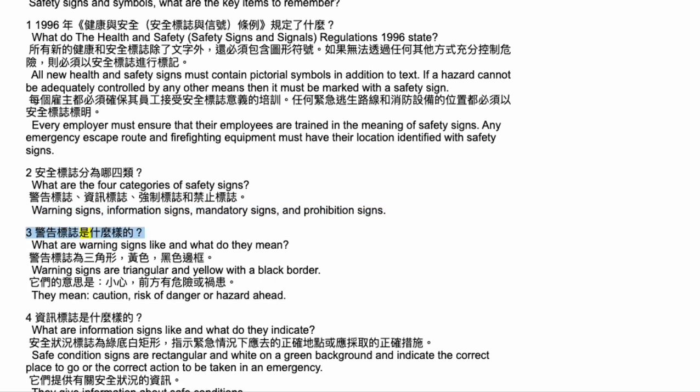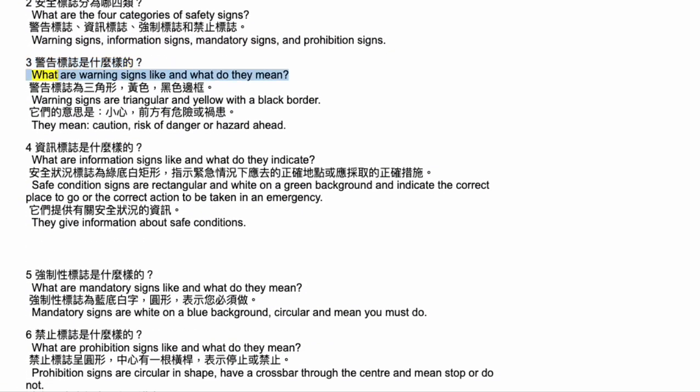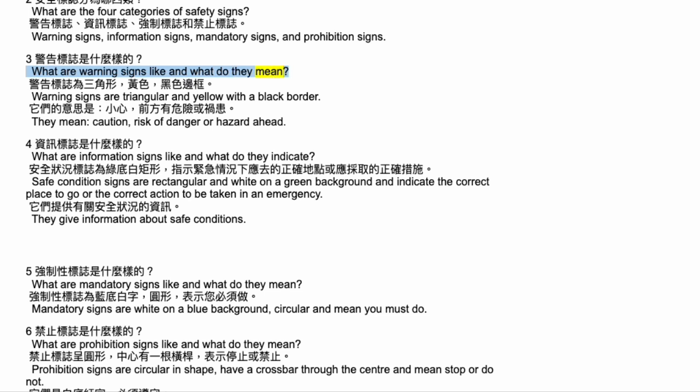What are warning signs like and what do they mean? Warning signs are triangular and yellow with a black border. They mean caution, risk of danger or hazard ahead.